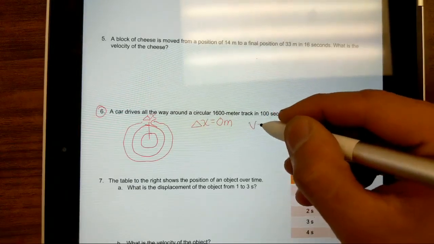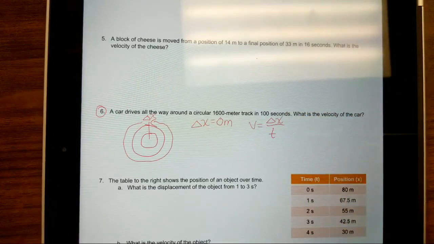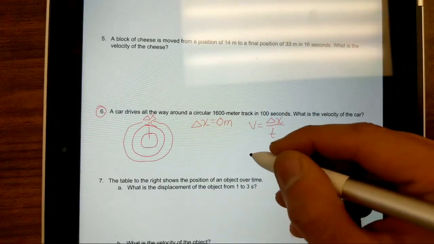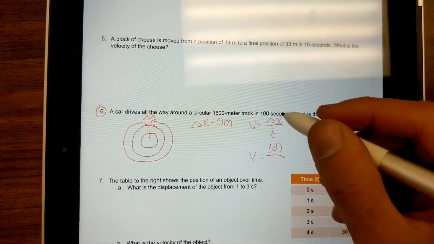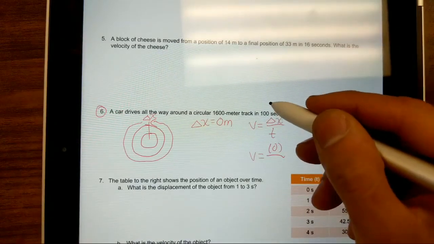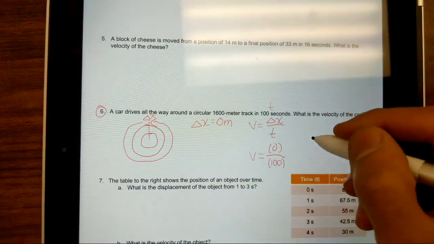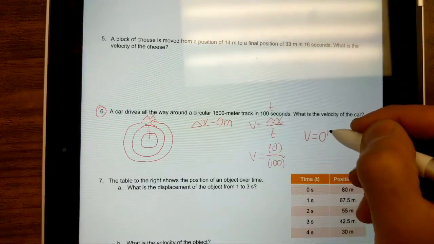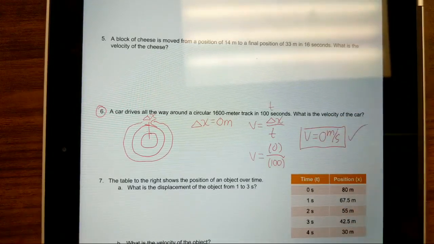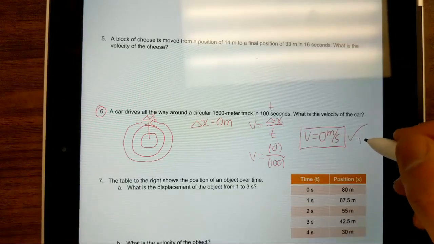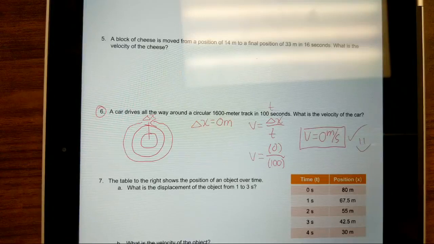And so you wrote your velocity equation, delta x over t, and you said, well, my displacement is 0, and you took the time from the problem, 100 seconds, you plugged that in, and you said my velocity is 0 meters per second. And you called it a day. Smiley face, and you moved right on. Okay?